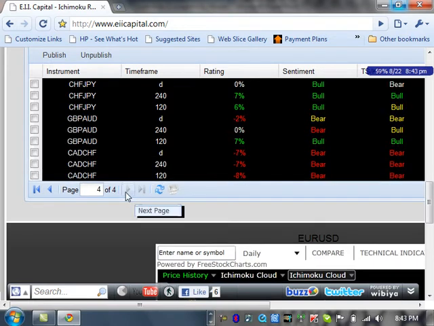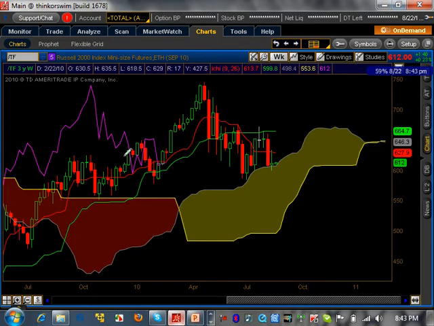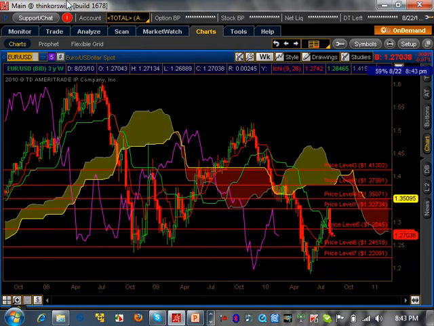Okay, let's go look forward. Same scenarios. CAD Swissy is bearish, so that's interesting. So we'll look at that one too. So we've got a lot of currencies to look at. So let's go and start now, so we don't waste any time. Let's go look at the Euro USD as we normally do.